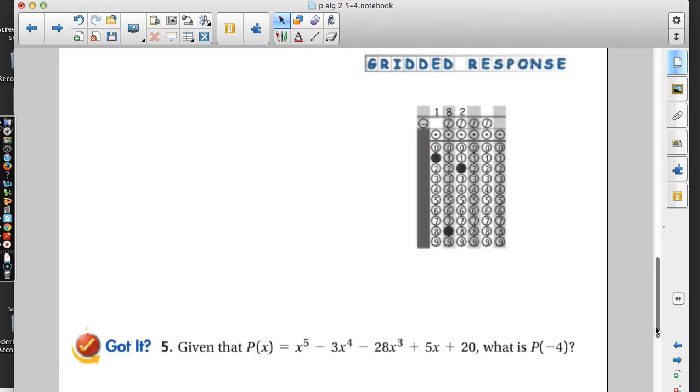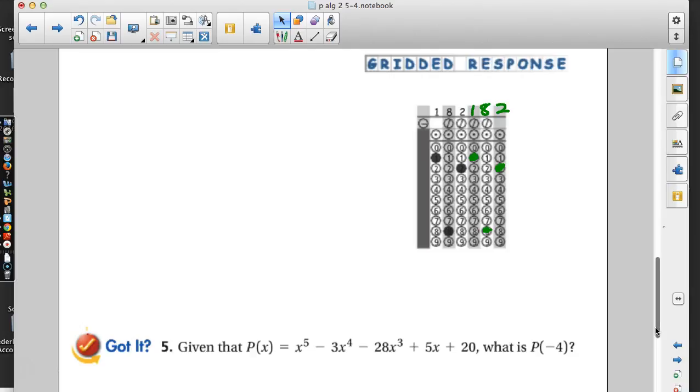Our answer was 182. Now, you can put 182 all the way to the left. Fill in the little circles. The computer will mark it right. You can put 182 over here and fill in the little circles. And the computer will give you the points. You do 182. You've got the right answer, but you put it smack dab in the middle. It won't count. It'll say it's wrong. So if you see gridded response on your MCAs, be very careful to either put your answer all the way to the left or all the way to the right so that you'll get your correct answer counted. I know it's weird, but it's a computer glitch.